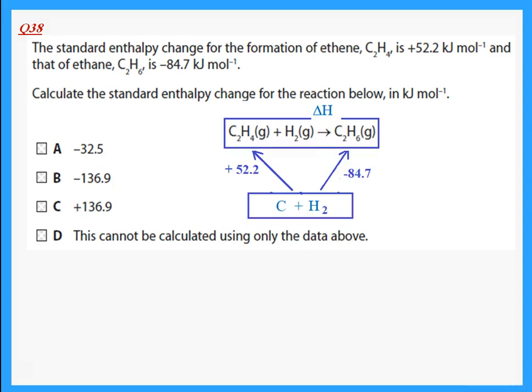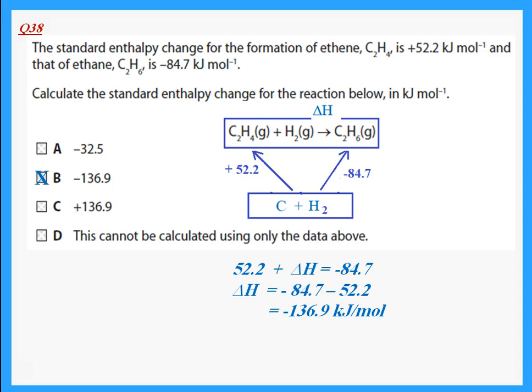So we have delta H for that reaction, and we have arrows going from the elements to the top. So formation of C2H4 is this, formation of C2H6 is this, and if you look at the arrows, you can see that what we're doing is we have the 52.2 plus the delta H that we want is equal to the other one, so we can solve for delta H.